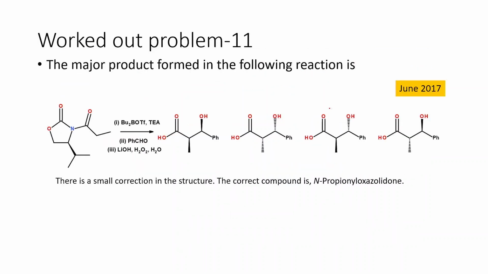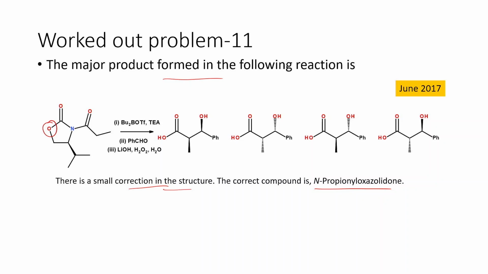Let us move on to the next problem. So here, the major product formed in the following reaction is... This particular question was asked in the CSIR exam, but there is a small correction in the structure. In the question paper, the oxygen is actually missing. It may be a printing error.